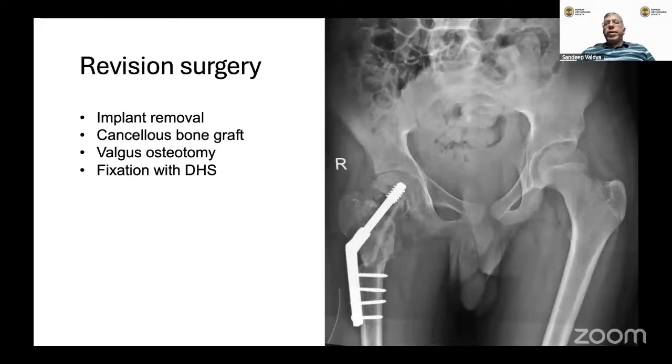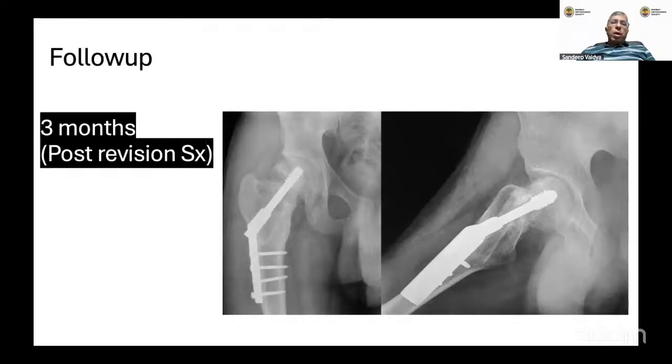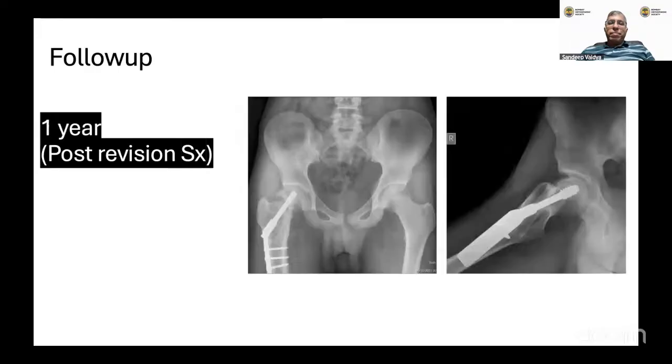So this is what we did at the revision surgery. We removed the earlier implant, that is the PFLCP, the proximal femur LCP, and we replaced that with a dynamic hip screw. In addition, in order to facilitate healing, we did a subtrochanteric valgus osteotomy, and then the void that was there in the neck, again we did a repeat cancellous bone grafting, and the fixation was done with a DHS, a sliding hip screw. So this was the follow-up. This is 3 months post revision surgery.